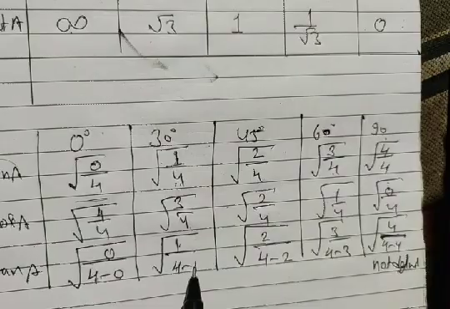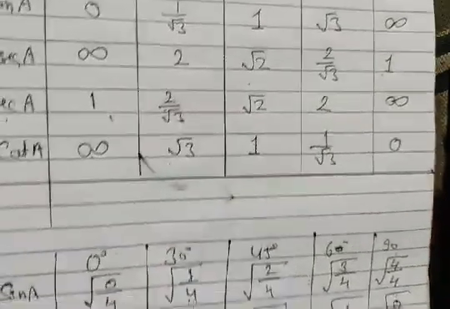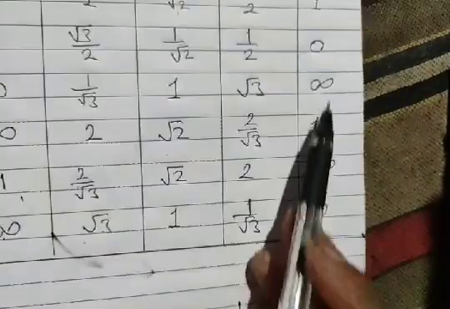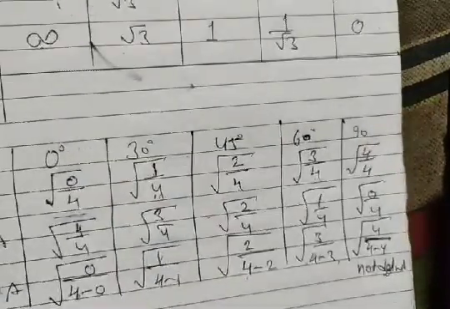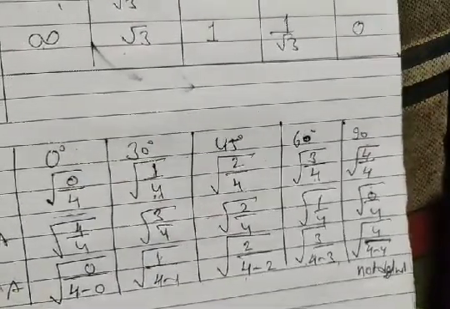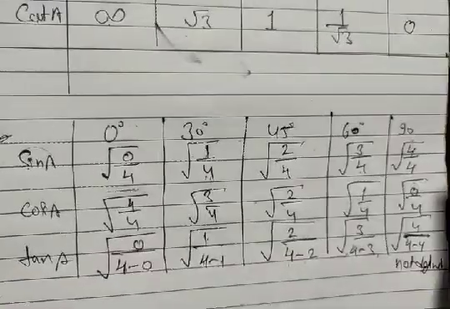4 minus 1, 3, we get 1 by root 3 here. 4 minus 2, 2 by 2, 1, we get 1 here. 4 minus 3, 1, 3 by 1, it's root 3, we get root 3 here. And the last one is not defined, we get infinity here. We discussed this only so you can memorize the values. How you do it depends on you.